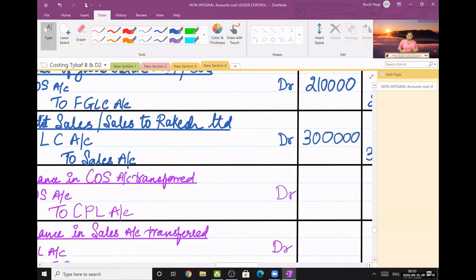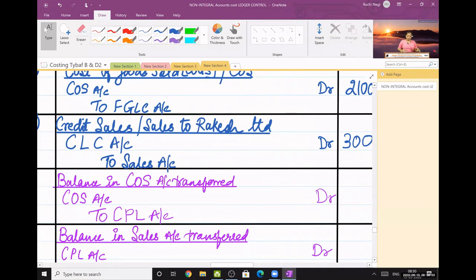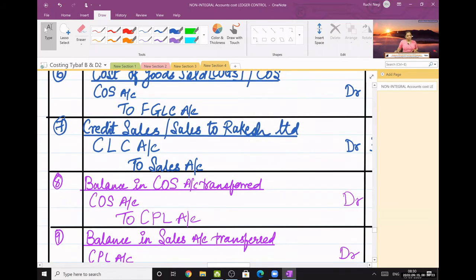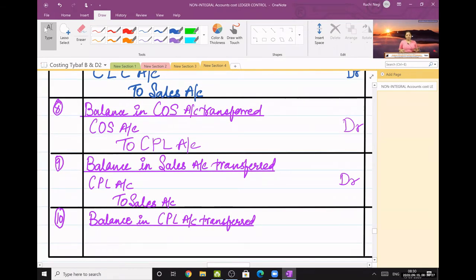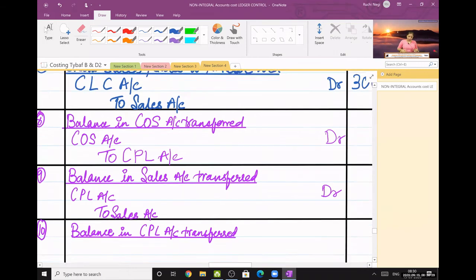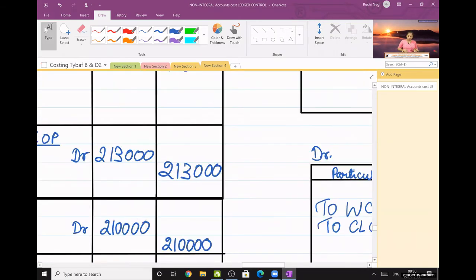Okay, that's it. So all my 7 journal entries I have posted. Rest 8, 9, 10 though are balancing figures. We will see it from the ledger. Okay. So till here it is clear to everyone.